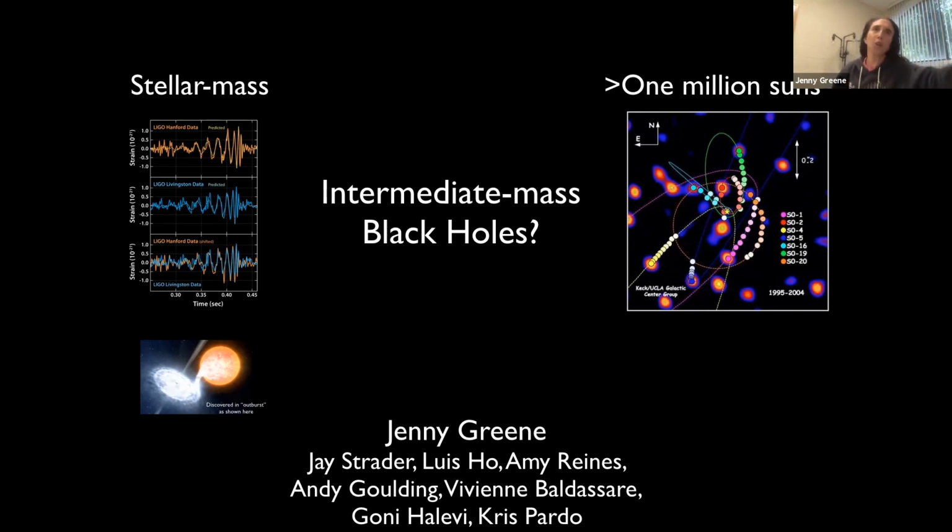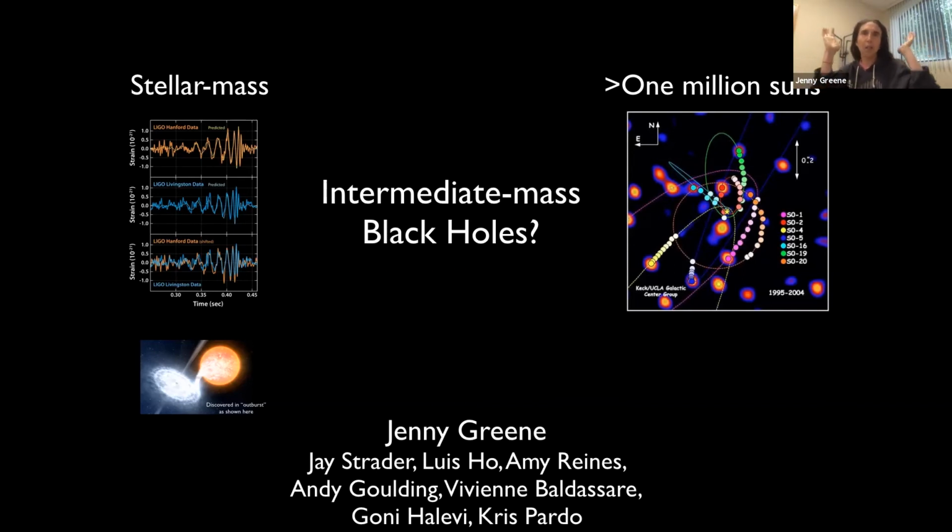So of course, we're learning a stunning amount about the demographics of stellar mass black holes, extending all the way up to 100 solar masses on the one hand. Astronomy just got a Nobel Prize, Andrea Ghez and Reinhard Genzel, for their exquisite measurement of the black hole at the center of our own galaxy at 1 million suns.